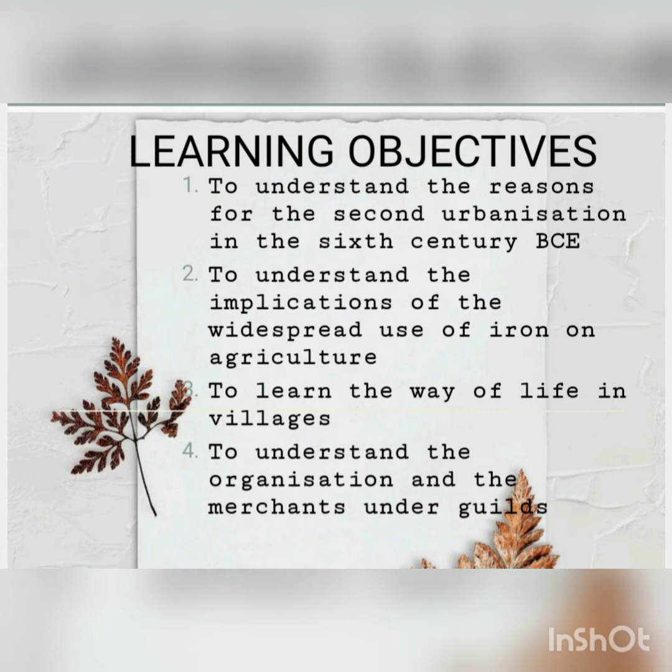The first one, to understand the reason for the second urbanization in the 6th century BCE. Second, to understand the implications of the widespread use of iron on agriculture. Third, to learn about the way of life in villages. Fourth, to understand the organization of the craftsmen and the merchants under guilds. So these are the four main learning objectives that we will be learning from this chapter. So let's begin with the class.